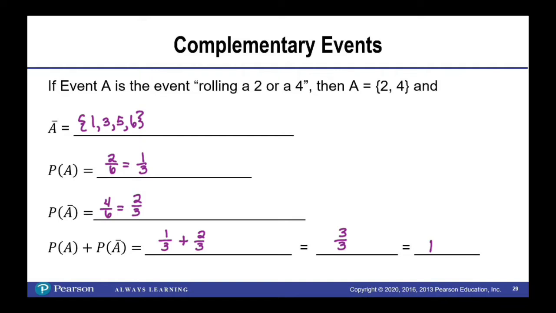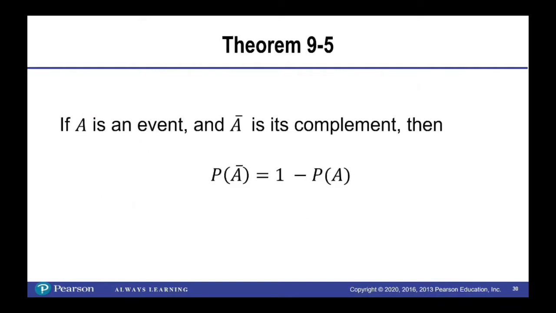Now this leads us to our next theorem. The probability of not A is 1 minus the probability of A. Or sometimes you might see it written this way. The probability of A is 1 minus the probability of not A.